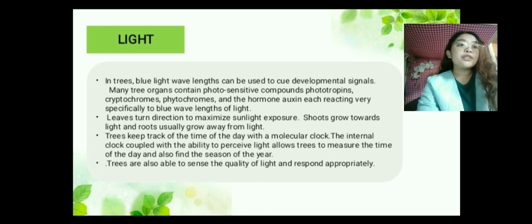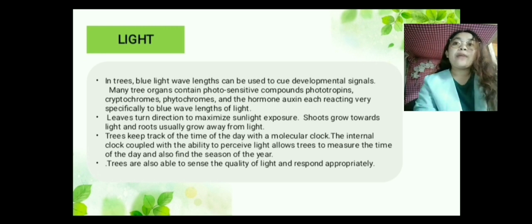What is light in tree response? In trees, blue light wavelength can be used to cue developmental signals. Many tree organs contain photosensitive compounds like phototropins, cytochromes, phytochromes, and the hormone auxin, each reacting very specifically to blue wavelengths of light. This light sensor tells the tree if it is day or night, how long the day is, how much light is available, and from where the light is coming.